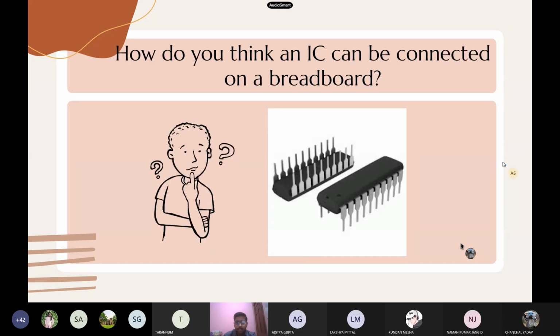So let me ask you another question. How would you connect an IC on a breadboard? Well, you might be thinking what an IC is. Don't worry, we will cover it in the same workshop. But try to answer how we will connect it on the breadboard, keeping in mind the connections which I have explained earlier. Write your answers in the chat box. I am giving you a few seconds.